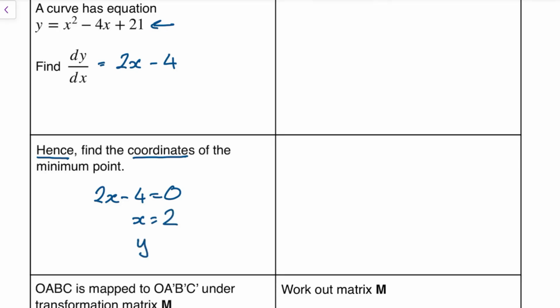When x equals 2, y equals, well, actually, by fluke, this is why I spoke about the idea of a coordinate equation. I use this equation here to get the coordinates. So I put 2 into that equation. So 2 squared is 4. Minus 4 times 2 is minus 8. Plus 21 is then going to give me 17. And so therefore y equals 17, which means the coordinates of the turning point are 2, 17.